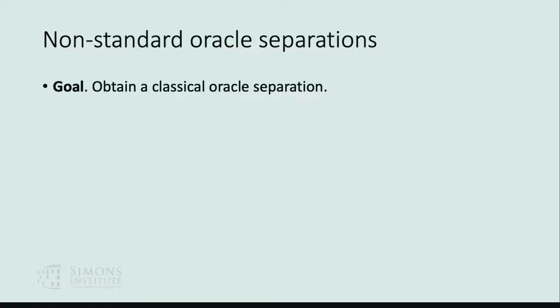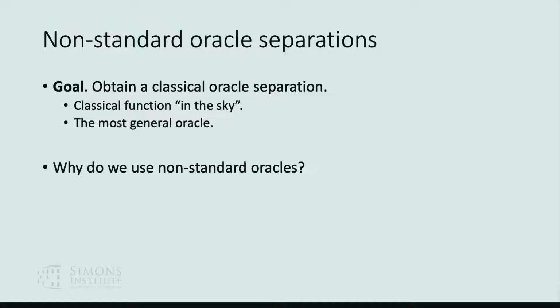Okay, so I gave you probably 5 different oracles with 5 different properties. So you're wondering what are all these oracle separations? In the literature, we call those non-standard oracle separations, where standard is the oracle I gave in the beginning: a classical function in the sky, with superposition queries. And you should take it as a given that our goal is to obtain a classical oracle separation. It's the most general oracle. It's a little bit more natural than the other ones.